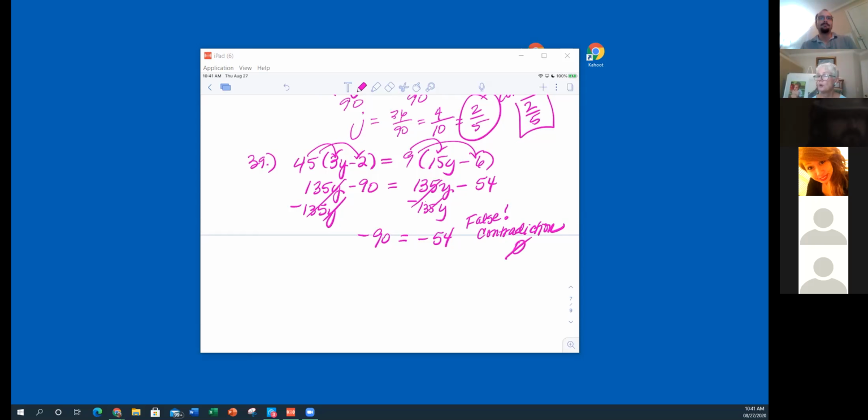So if the variable completely goes away and you have a true statement, then that is an identity and the solution set is all real numbers. If the variable completely goes away and you have a false statement, that is a contradiction, and that means no matter what, there's nothing that will ever solve that problem. It's not a true statement.